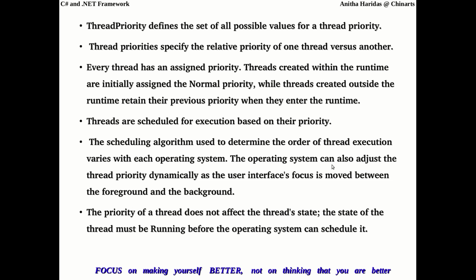The operating system can also adjust the thread priority dynamically as the user interface focus is moved between the foreground and the background. And the priority of the thread does not affect the thread state. Even if a thread has the lowest priority and is put in the wait state, that state will not be affected by the priority. The state of the thread must be running before the operating system can schedule it. So these are some of the points that you have to remember when you discuss thread priority.